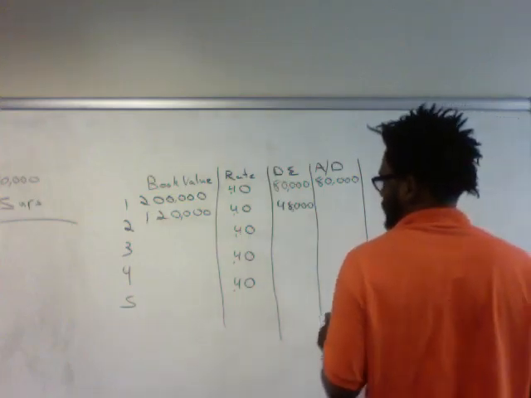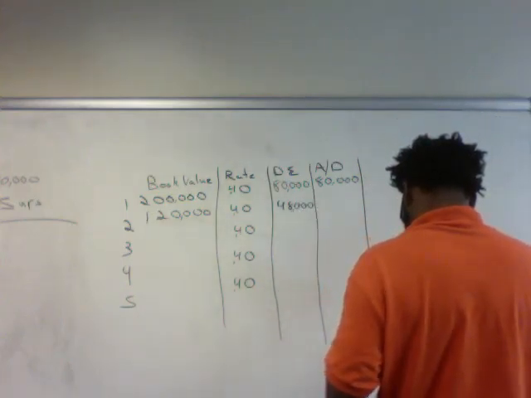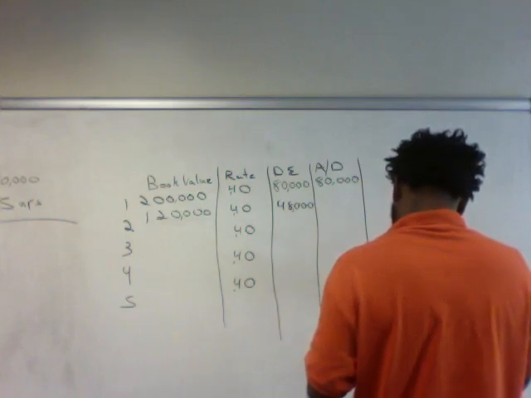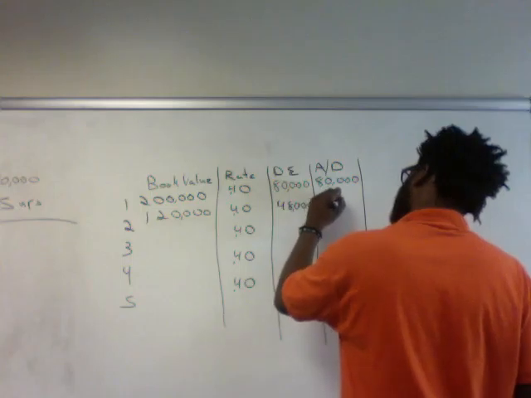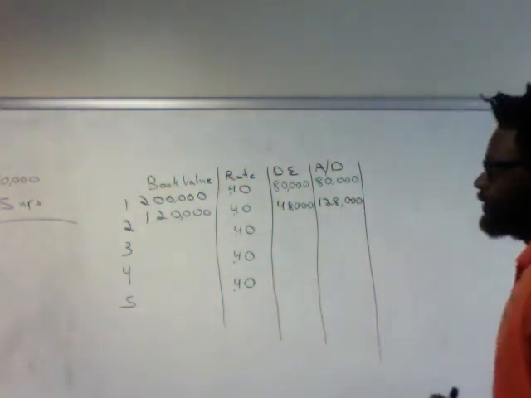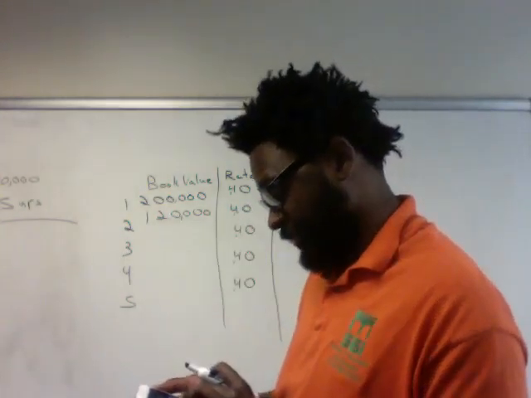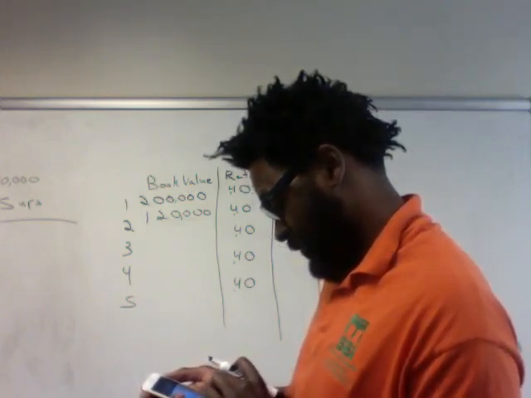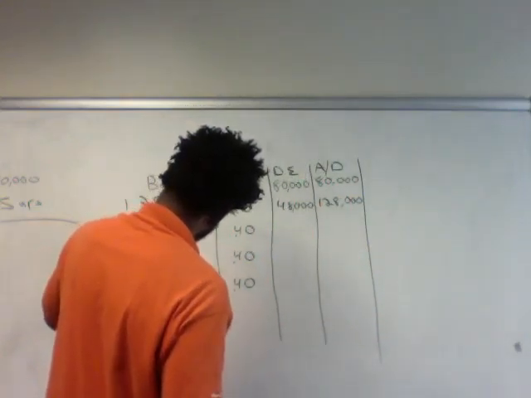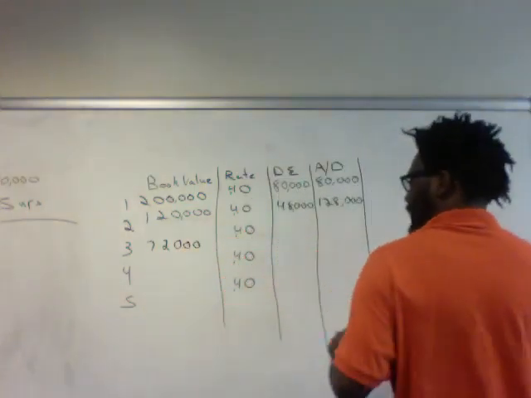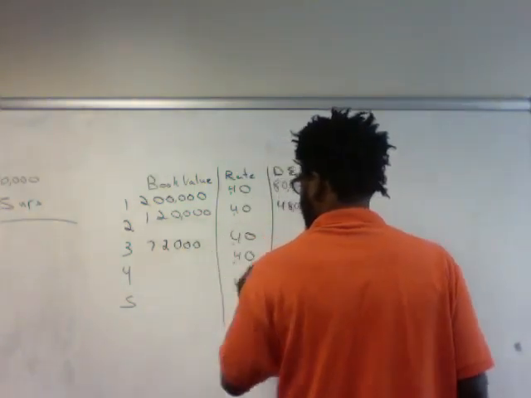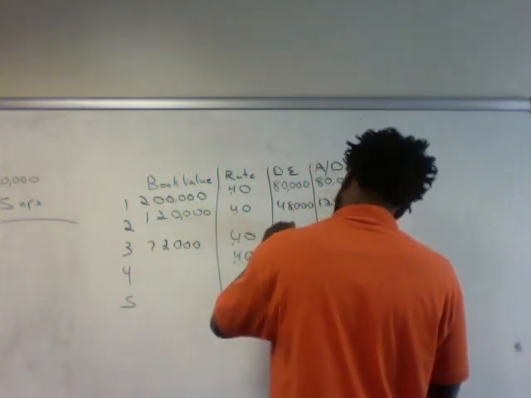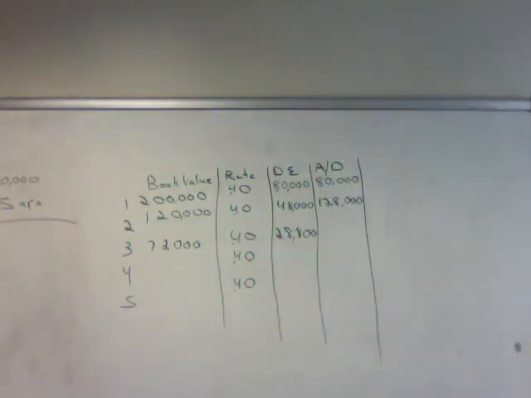So it's going to give us, what is that? 48,000 plus 80,000. 128,000. And then we go back to our book value at the beginning of year 3. Cost, always go back to your cost, 200,000, minus accumulated depreciation, 128,000. That gives you $72,000. Okay? We're going to take $72,000 multiplied times 40%. And we're going to get 28,800.